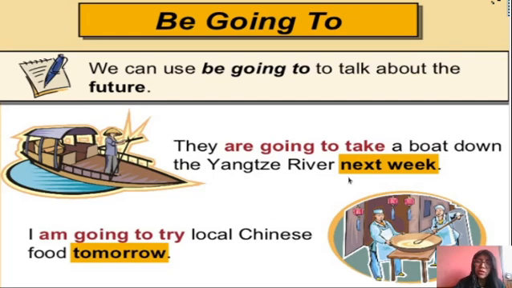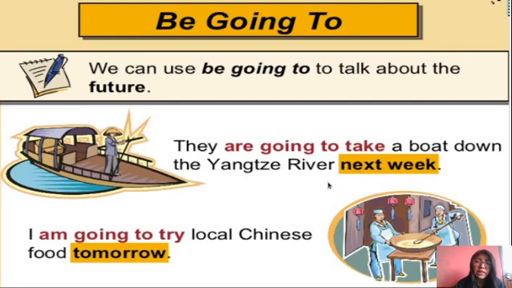Okay, we are going to focus on that part. In this case, I am speaking about the future, that is my future plan. Pay attention to the structure. In this case, I am using the verb to be, in this case are, going to, and the verb in the base form. That is the same. In this case, I am using am, going to try. Pay attention to those words.